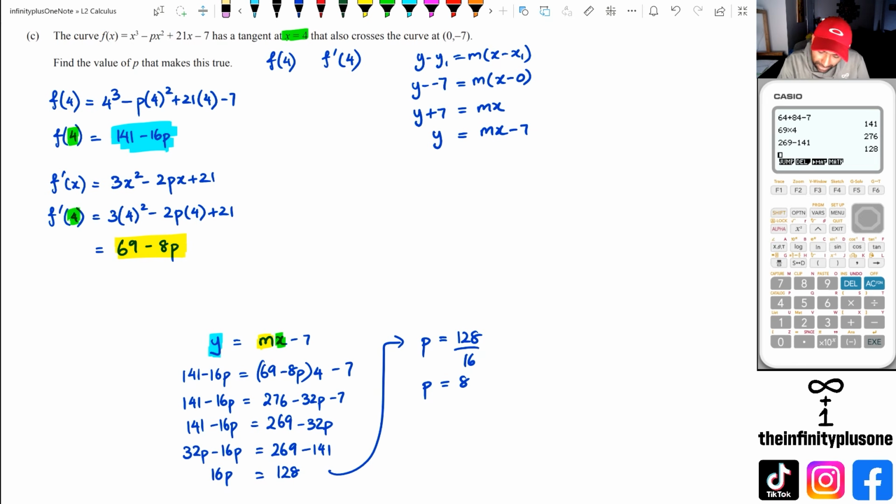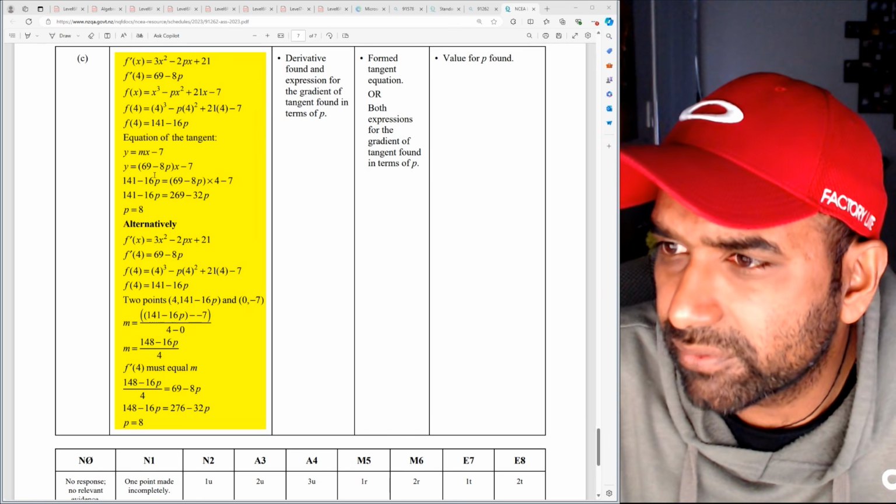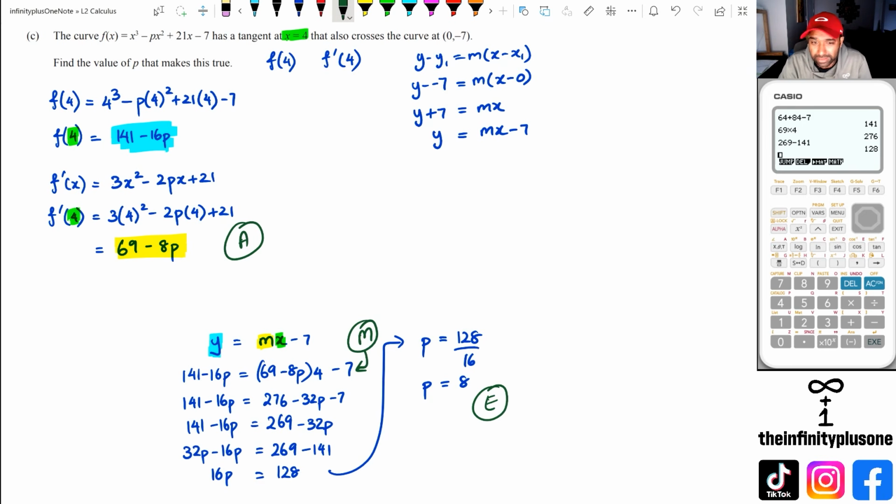So anyway, folks, grades-wise, we're looking at derivative found in expression, tangent found in terms of p. This is going to be achieved right here. Formed tangent equation, both expressions for the gradient of the tangent found. I'm not understanding what that is, but the last part is worth an Excellence. I'm looking at here, formed tangent equation. Oh, I guess, okay, fine. We did do this part to get a Merit, so we would be up to here to get a Merit, and then solving it would give us an Excellence. That's a pretty interesting question, because I think I did that differently in the speed run.